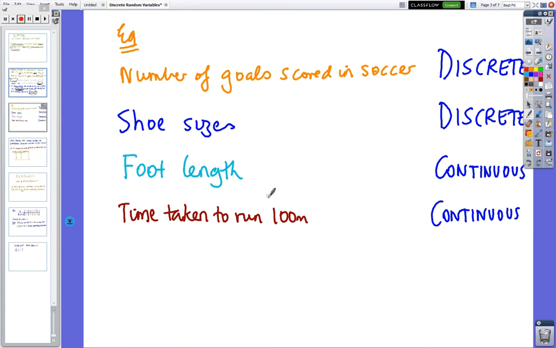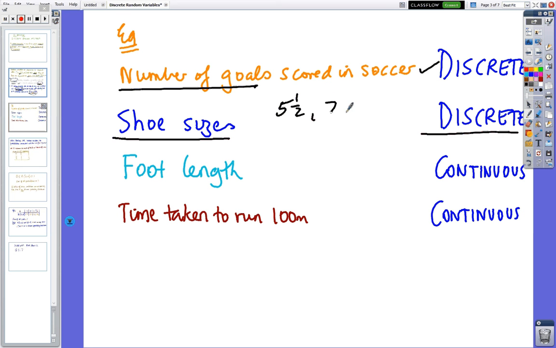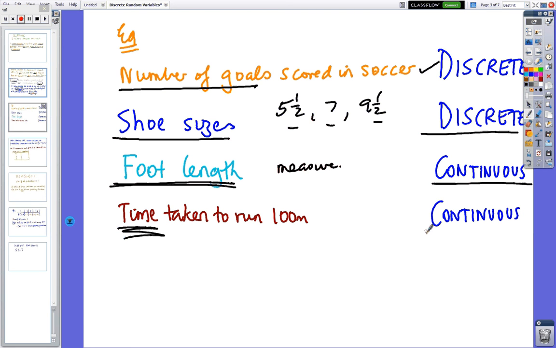Here's an example of what's discrete and what's continuous. We can count the number of goals, so it's discrete. Shoe sizes are discrete, like size 5.5, size 7, size 9.5. They come in numbers. You don't have a continuous array of shoe sizes. But if you measured someone's foot, that's continuous because you can measure it, and there's no exact number. The time taken to run 100 meters is continuous because it's something that you can measure. So there are some examples.